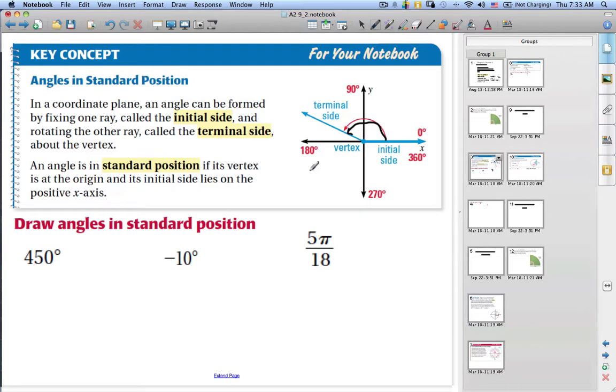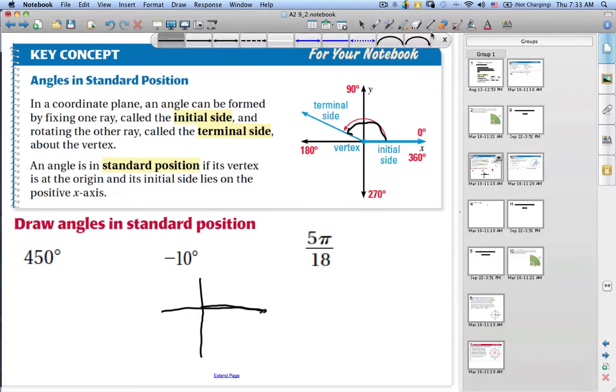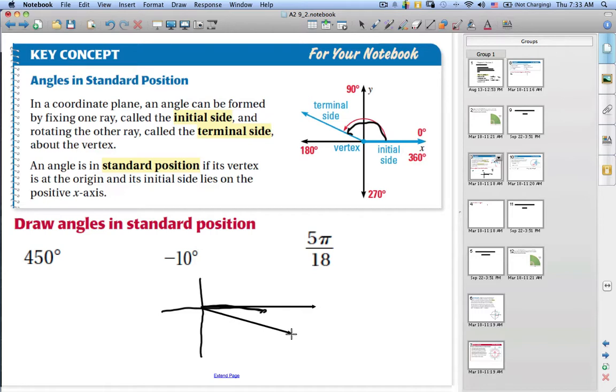So if I want to just really quickly draw some of these angles in standard position, this would be -10. So I would have, actually let's use the line tool. So there's my initial side, and then my terminal side would be in this direction. Positive angles go counterclockwise, negative angles go clockwise.